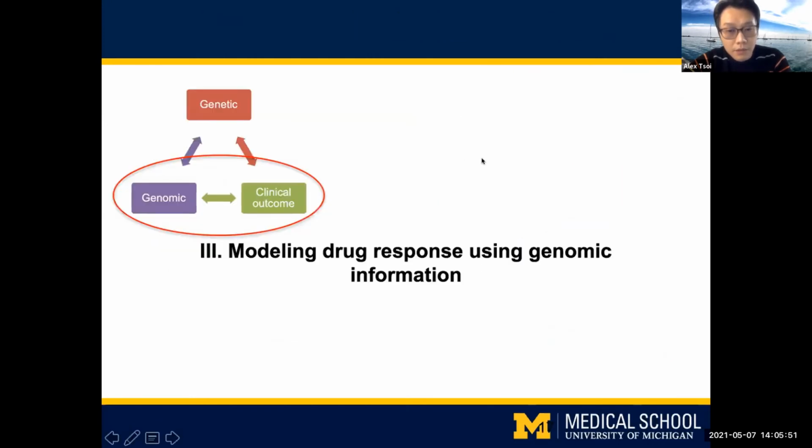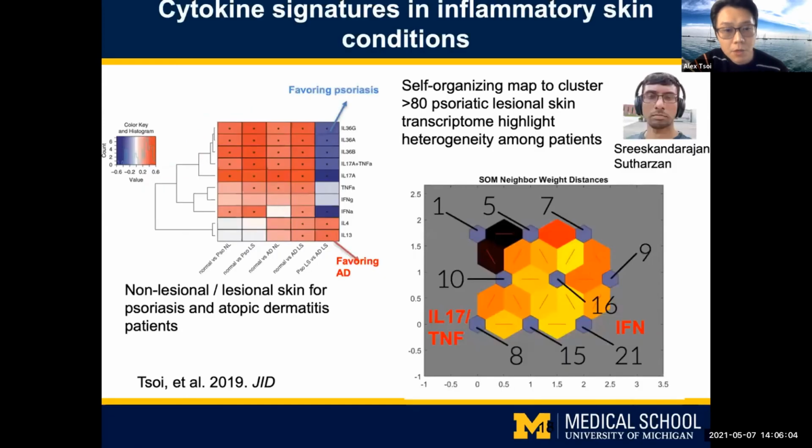So in the last part of the talk, I'm just going to show you some recent work that we have not published, which is work supported by Amgen. They're trying to use genomic data to assess drug response. So in a recent work, we tried to use cytokine stimulated keratinocyte signatures to characterize different skin types, including uninvolved psoriatic skin or uninvolved atopic dermatitis skin, and also look at the difference between them. Okay. And then at the same time, we also try to apply a machine learning approach.